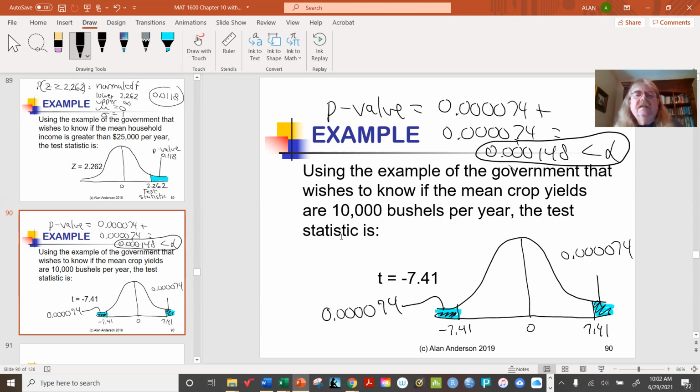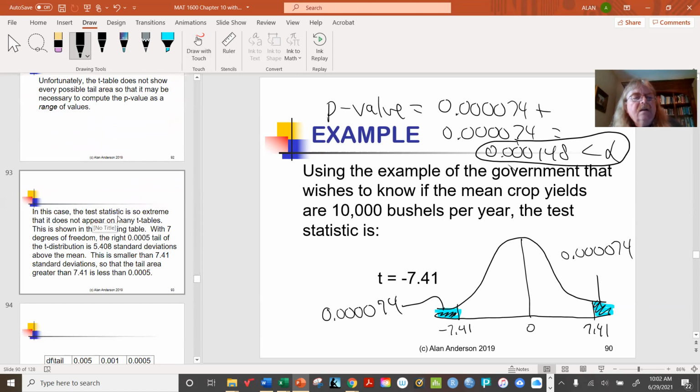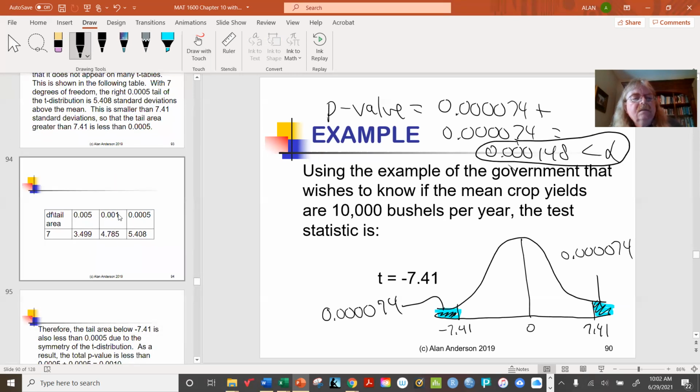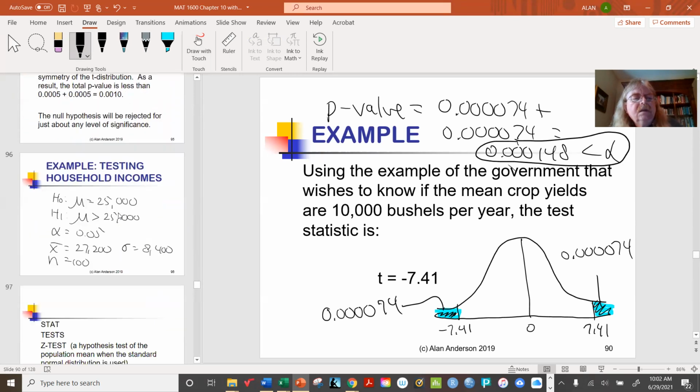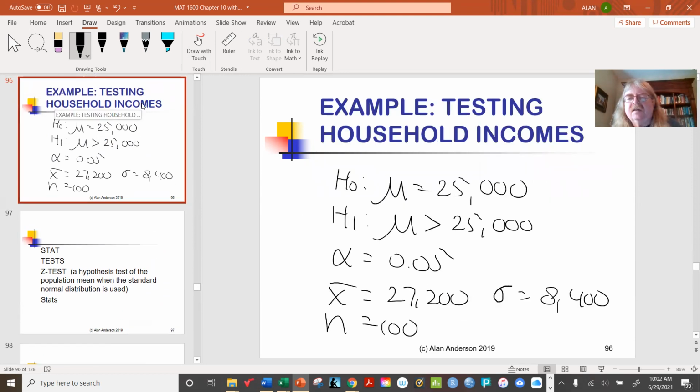All right, that's the only other thing you needed to know. So now what we're going to do is learn how to do this with the calculators, okay? So let's go back and revisit the case of the household income. So I wrote down again all the data that we had.